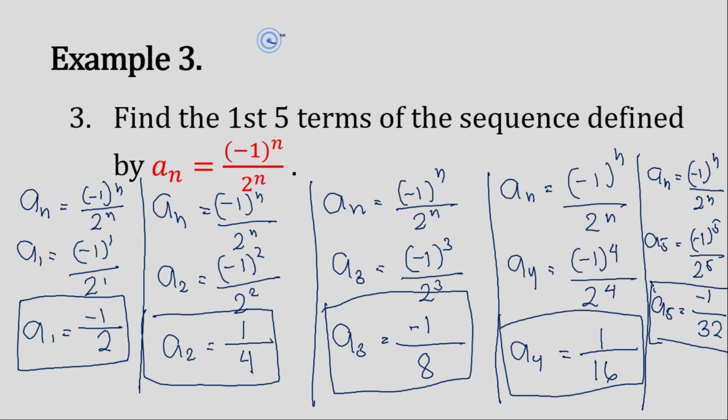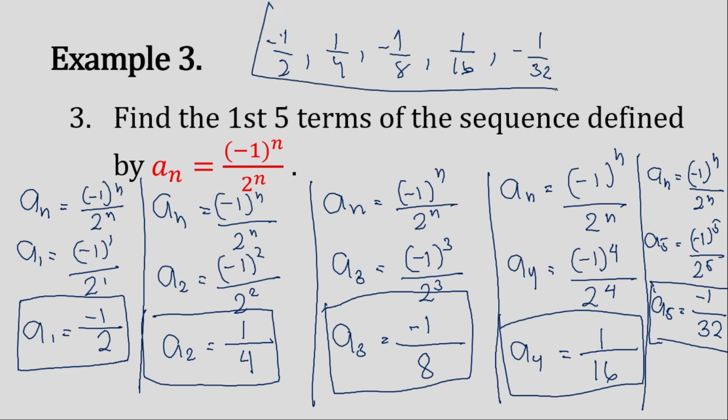So that is the answer here. We have negative 1 half, 1/4, negative 1/8, 1/16, and negative 1 over 32. So these are the first 5 terms of this sequence, this general term.